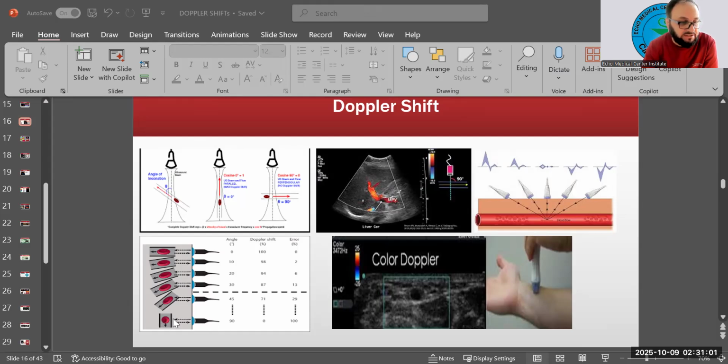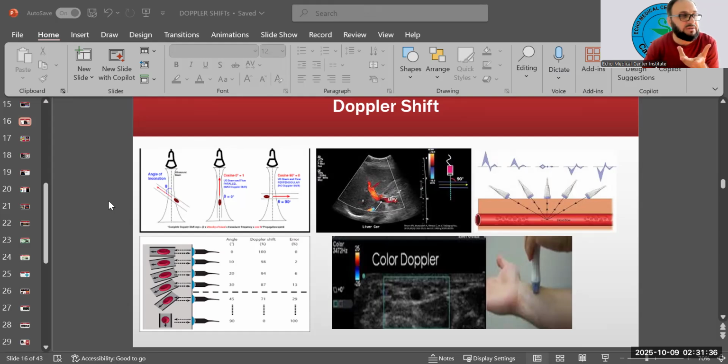Look at here. This is 90 degrees, no Doppler shift. But oppositely, look at here. This RBC is going away. It doesn't matter, away or towards, that's not the deal. But you will get a zero angulation and your Doppler shift is 100%, because the cosine of zero is 1, and 1 means 100%. In this case, your angle is 90 degrees, but your Doppler shift is 0 because the cosine of 90 is 0, and 0 means 0% Doppler shift. So remember, this is very, very important for us, to put the correct angulation.